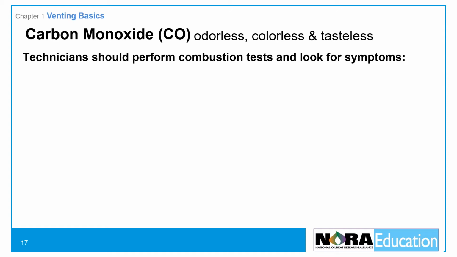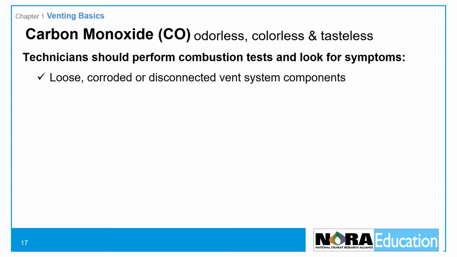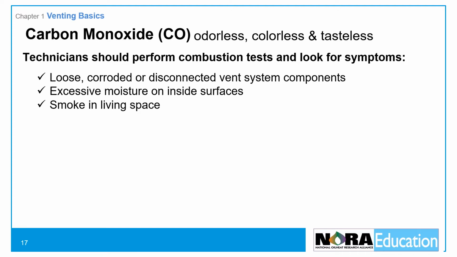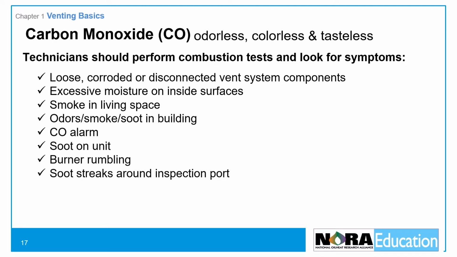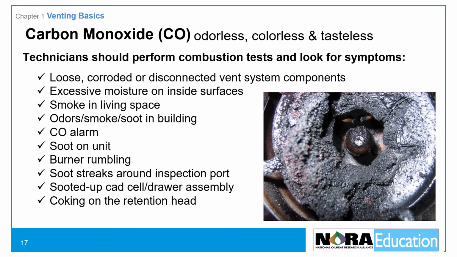or anytime the following circumstances are noticed: loose, corroded, or disconnected venting system connections, excessive moisture on the insides of windows or walls, visible smoke in the living space, customer complaints about odors, smoke, headaches, and flu-like symptoms while in the building, a carbon monoxide alarm going off, soot on the unit, burner rumbling, soot streaks around the inspection port, a sooted up CAD cell and/or drawer assembly, or coking at the nozzle or burner head.